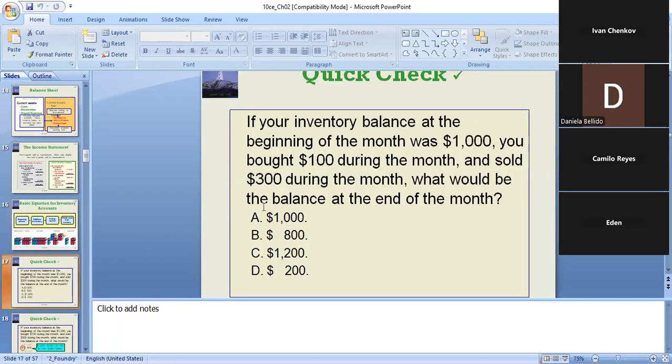So let's do one test here. If the inventory balance at the beginning of the month was 1,000, you bought 100, and you sold 300. How many do you have? Sorry? 800? 800. Yeah. Anyone having a problem with this? Is there anyone who doesn't get it?